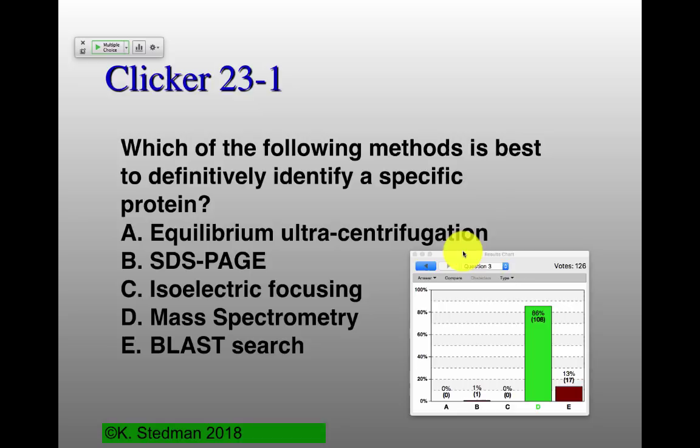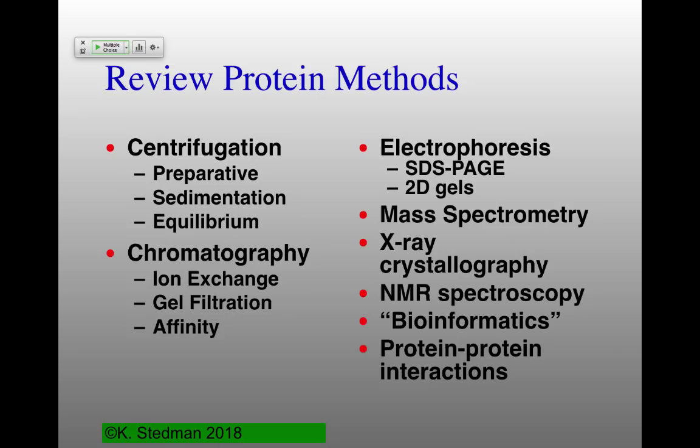But yes, definitely mass spectrometry is the best way, and particularly what's being used for the most part in this day and age. Hey, do we have any more questions about protein methods at this point? Otherwise, I'll switch over and talk about nucleic acid methods. Going once, going twice?